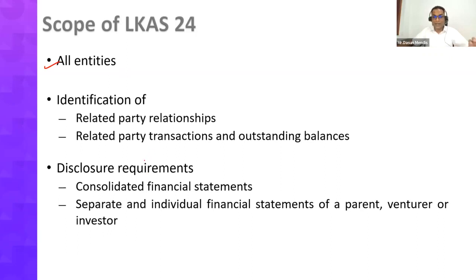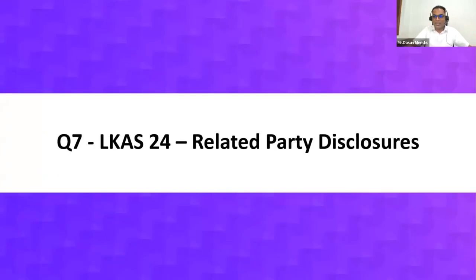In this standard, when we need to prepare a disclosure note, normally the examiner is not asking about disclosure notes. He's asking about computations, recognition, and measurement. But this time it's all about disclosure requirements, because this particular standard itself is about disclosures. If you look at the name of the standard, it is Related Party Disclosures. There are no recognition or measurement criteria discussed in this standard. It's all about the disclosures.